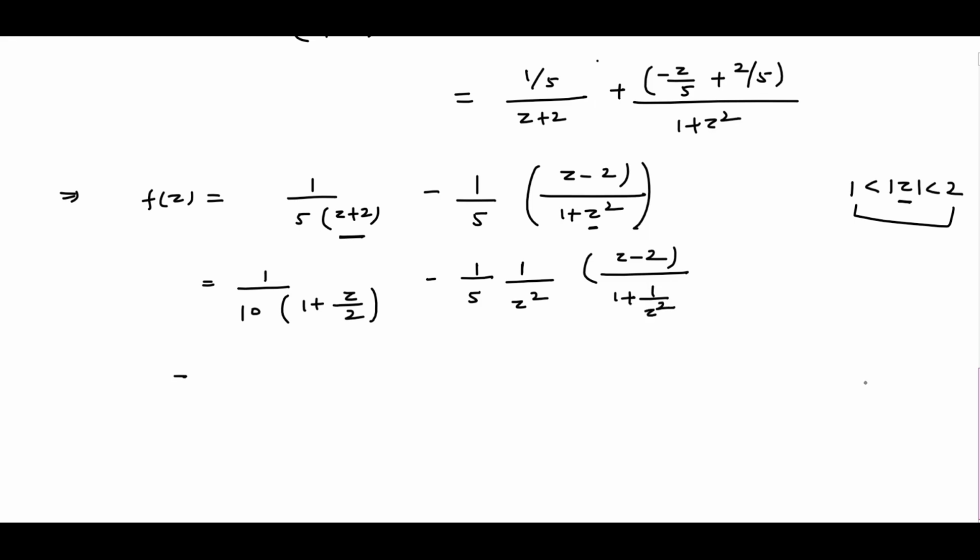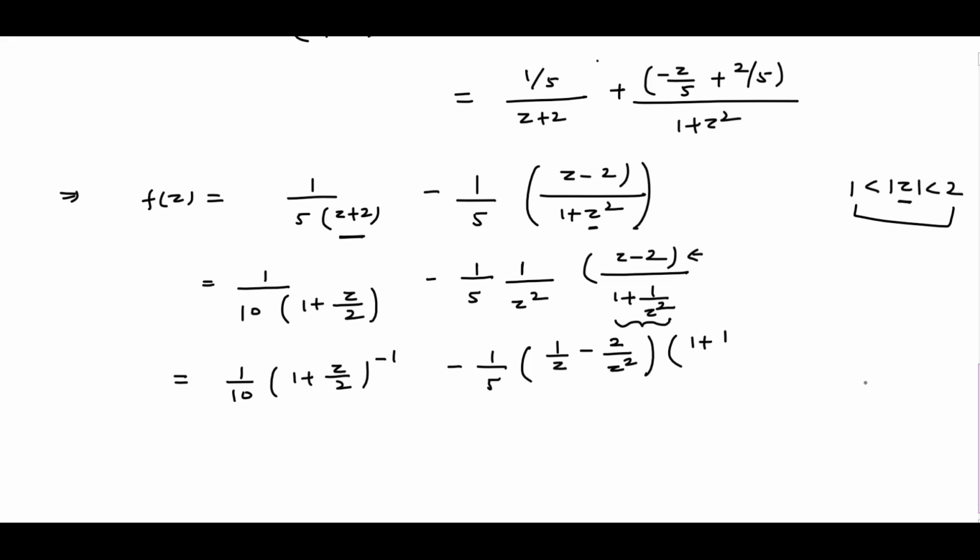So now further this value is equal to 1/10 in bracket (1 + z/2) whole inverse. Here that is -1/5. Divide this term by z². It will give (1/z - 2/z²), and this term can be written as (1 + 1/z²) inverse.